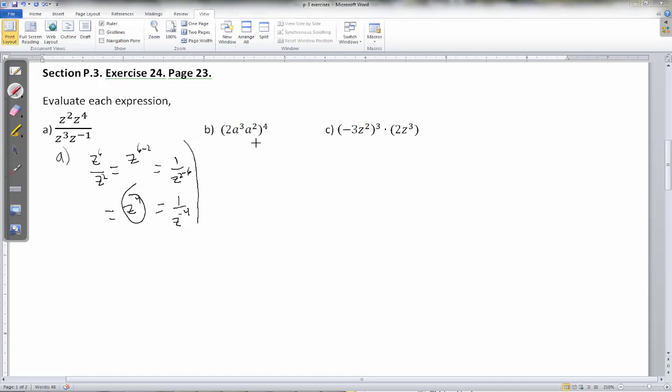Here, you have the option of combining these a's first or distributing first. I think I'm going to distribute the exponent through first on this problem. Don't forget, the 4 goes on the 2 as well. So this is 2 to the 4th, a to the 12th, and a to the 8th. 2 to the 4th is 16. A to the 12th times a to the 8th is a to the 20th. And we're good.